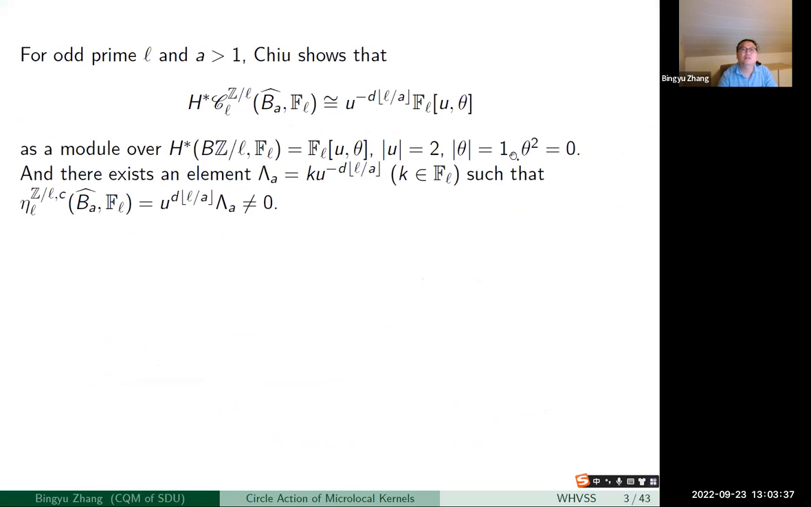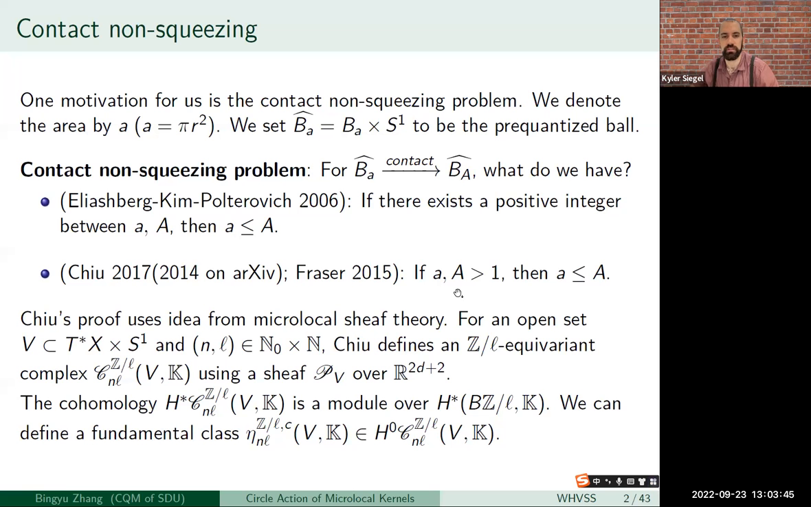Can you say again, on the previous slide, what the sheaf is over? It was over R^{2d+2}, or it says X squared. Actually, here I consider a cone bound over X, and then the sheaf is over X squared times R squared. And also, maybe you said this, but the Z mod L action, is that just the roots of unity on the circle? No, this action is algebraic. Maybe I will explain later. Okay, no problem.